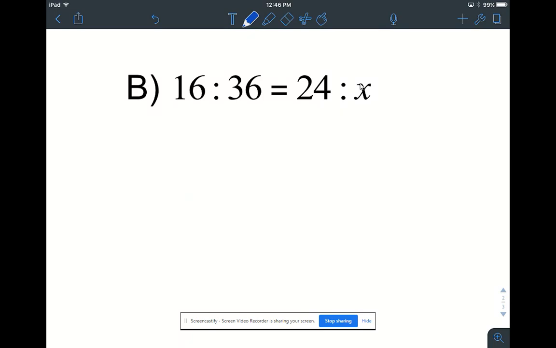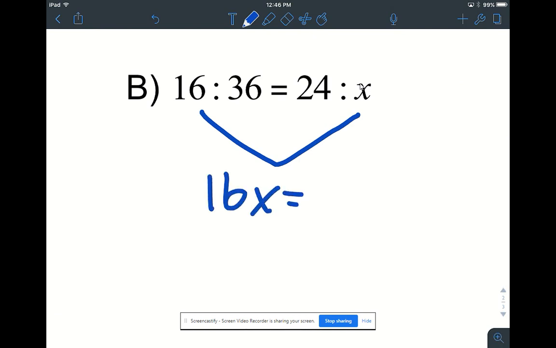B. This one looks a little tricky because it's in the colon type of proportion. So you have two options here. You can either cross multiply while it's in this form, or you can put them into fractions if that makes it easier for you. So if we were to cross multiply while we are in the colon form, that would be outside first. So 16x equals inside second. So 36 times 24 is 864. And then divide that by 16.